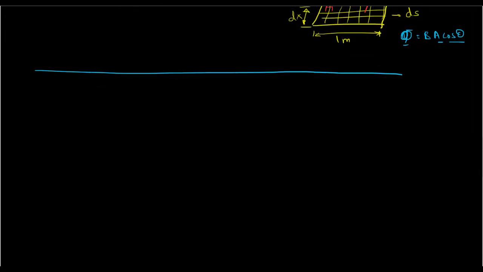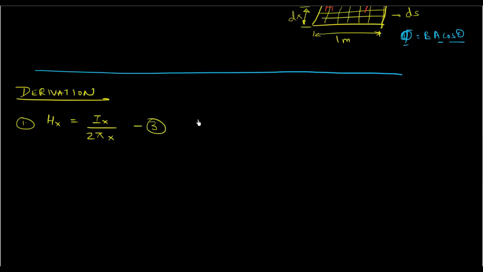Once you have this knowledge, the derivation after this is relatively very straightforward. So let's do the derivation. The very first step in the derivation, h of x is equal to I of x over 2 pi x. Let this be equation 3.